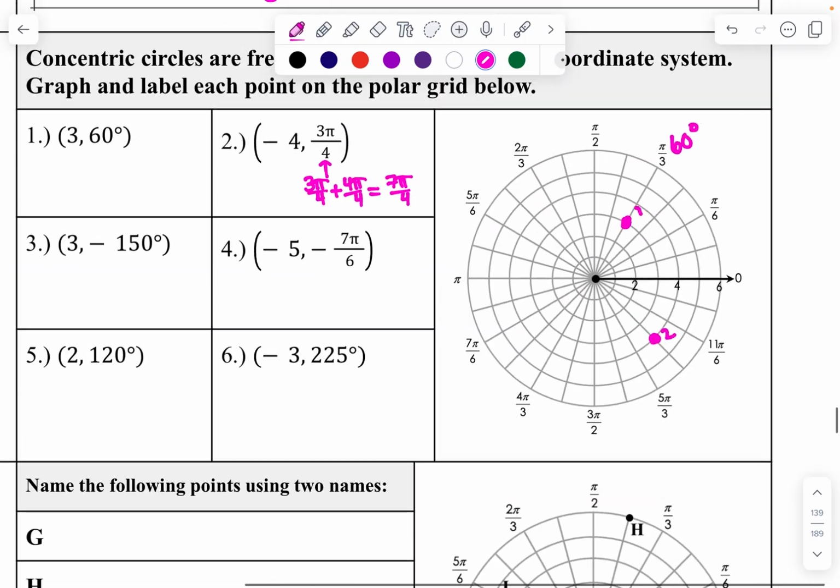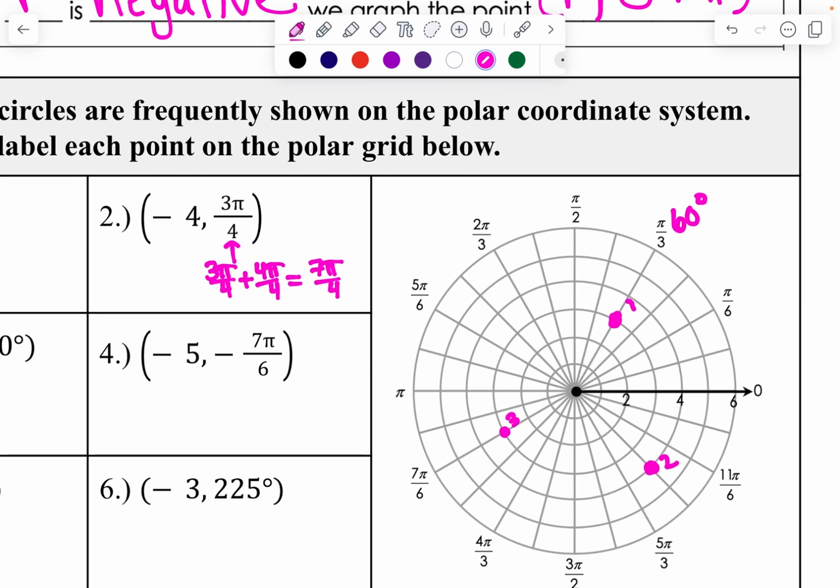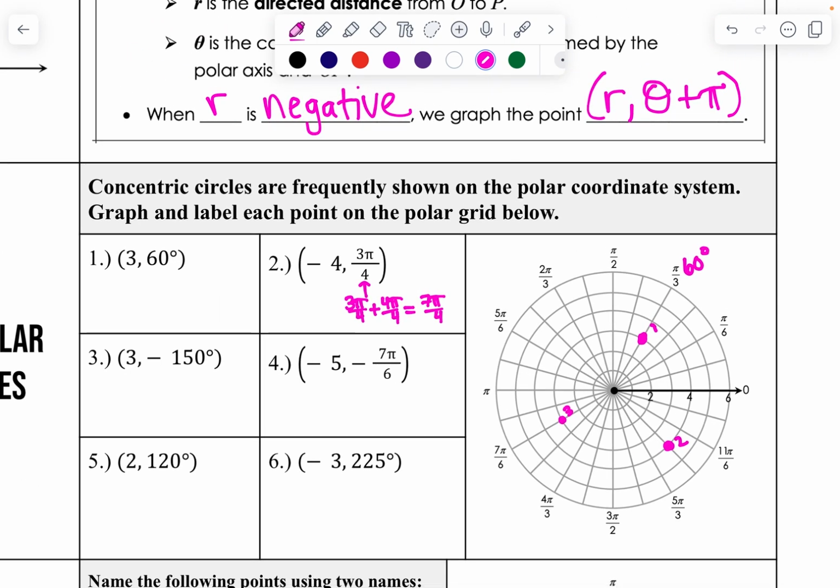Sorry about that. Hit the wrong thing there. Number 4 for us. If we have (-5, -7 pi over 6), well, -7 pi over 6 means to go clockwise beyond pi a sixth, so right here. But then -5 means we're going to send it back over here 5 units, so we're going to end up right here.